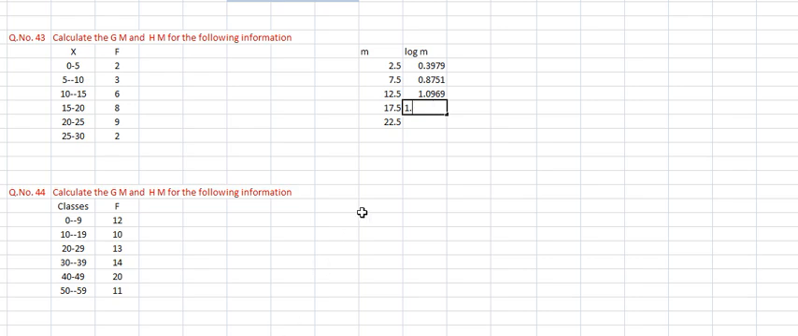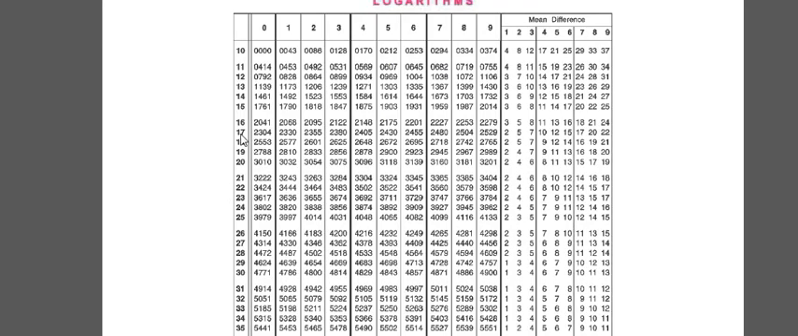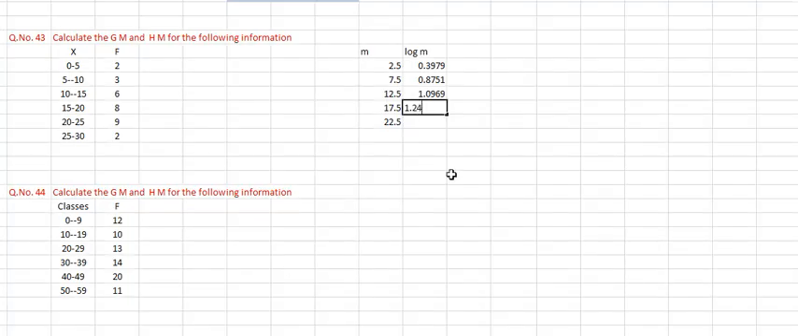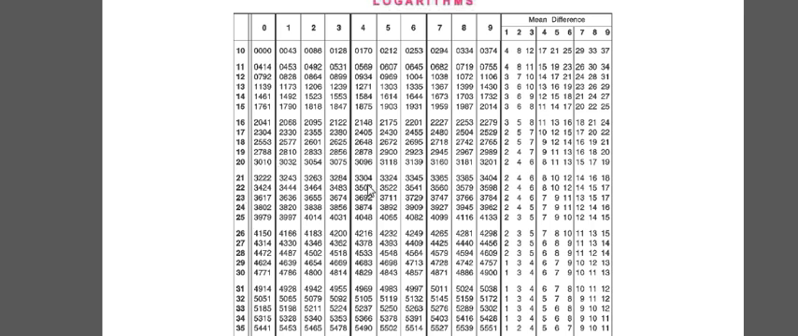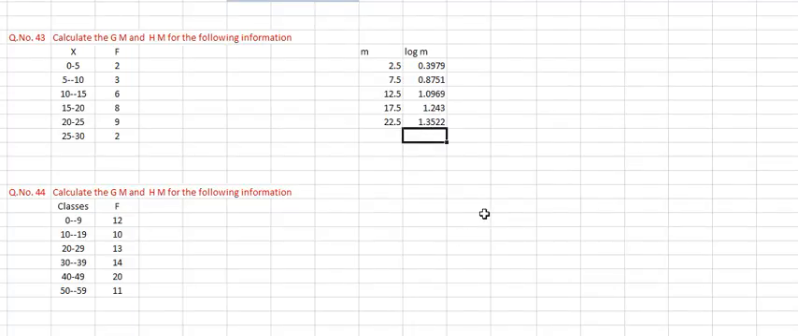Then you find the 17.5 in the table. See 17.5, 2430. 22.5 means what? 22 means 2 place minus 1. 22 5 we have to find. 22 and 5 here is 3522. Like this you have to find. So I hope that is clear, and the rest of the things you have to find.